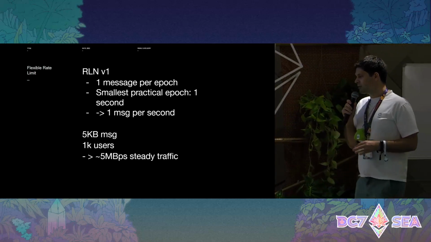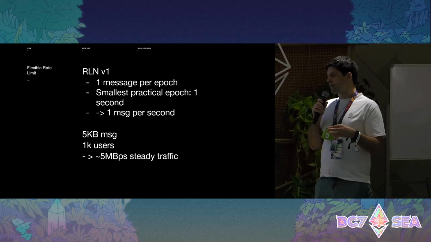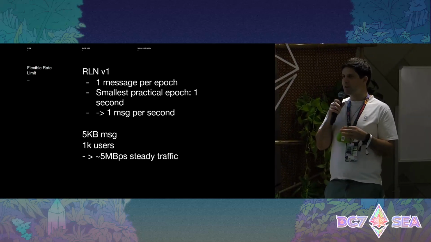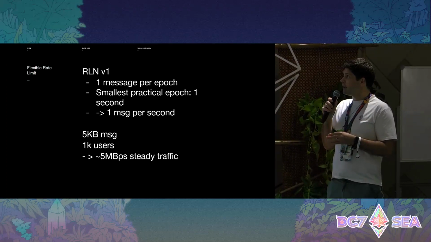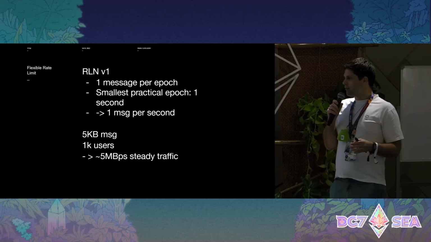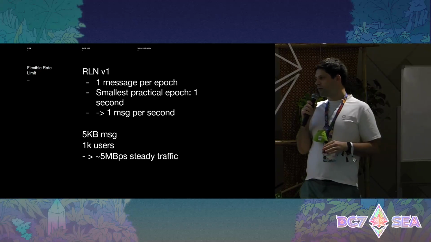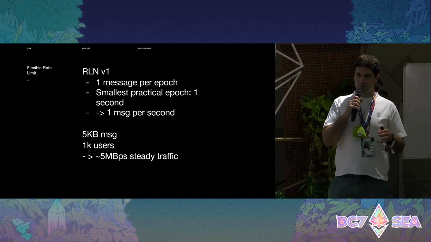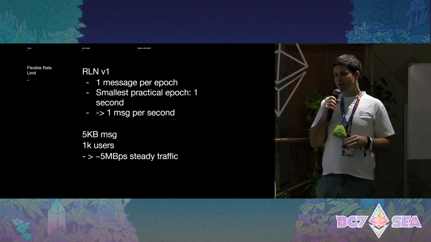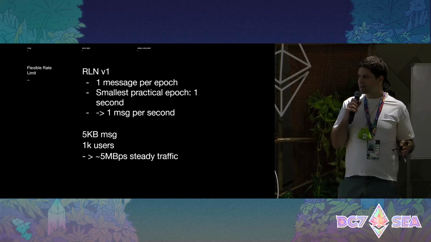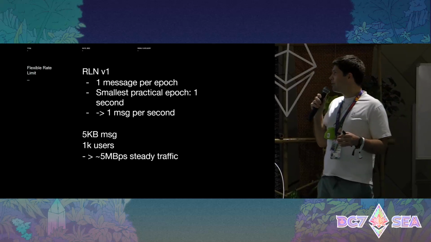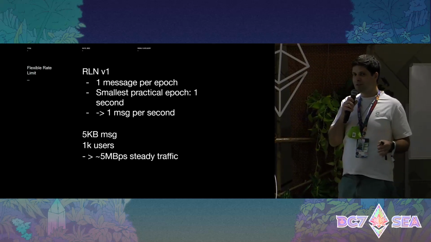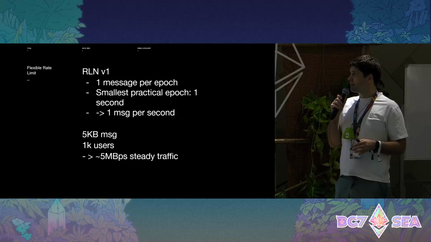As we mentioned, the idea is that you generate a proof and it's attached to an epoch. So an epoch is just a timestamp with a granularity of choice. In the first version of RLN, you could only rate limit to one message per epoch, which means that in terms of smallest practical epoch, 1 second would be the best. Under that would be difficult, especially considering network latency.